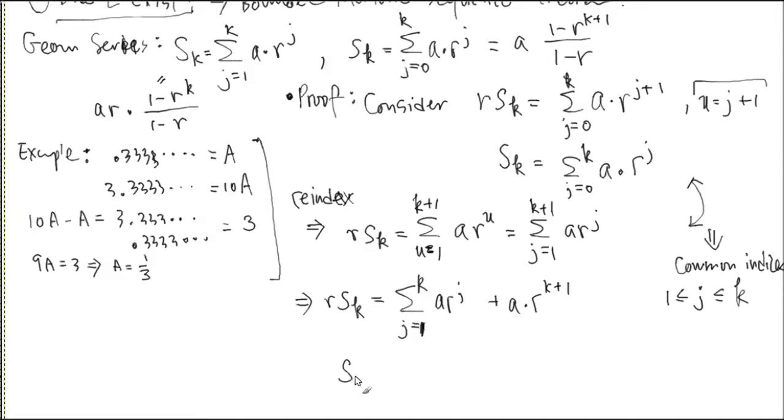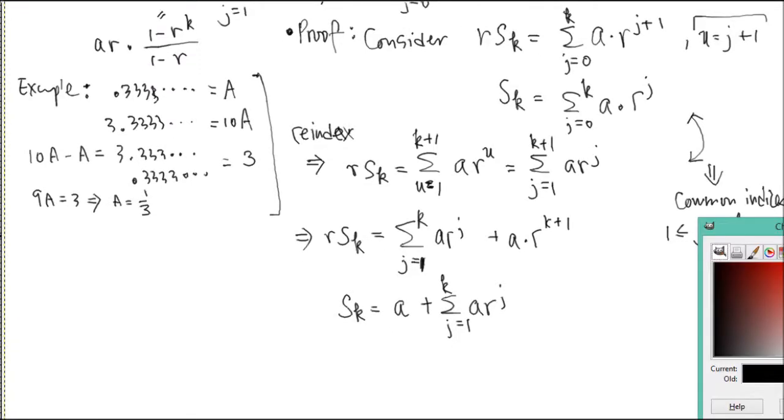Let's write down sk. Sk is over here, 0 through k plus 1. 0 is not part of the common index, so you have to separate that 0. J equals 0 here, a times r to the 0, which is just a. And plus, now the common index, starting from 1, go all the way up to k. There's a common index, and there's a times r to the j. You write it like this.